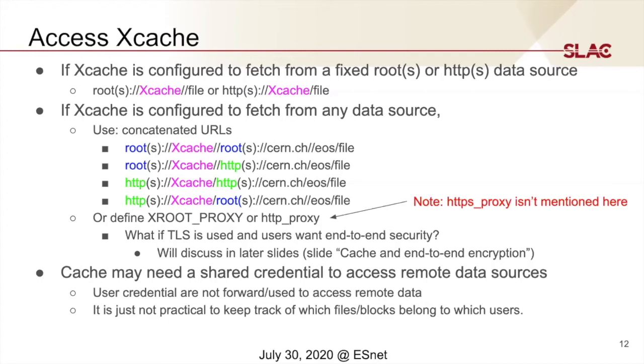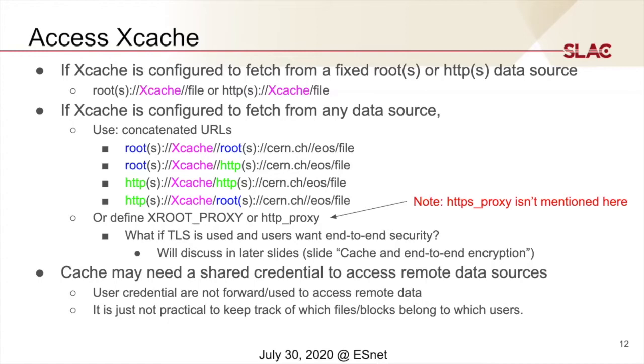Now, there is another way to do this. Xcache can be configured to fetch data from any data source instead of a fixed data source. The most popular way in the HEP community to do that is to use a concatenated URL. So you have the root protocol talking to Xcache, and then you concatenate the final destination, for example, root://cern.ch/eos/file, behind that Xcache URL. When Xcache sees this, it knows that you actually want to talk to this particular data source, and it will fetch the data from them.